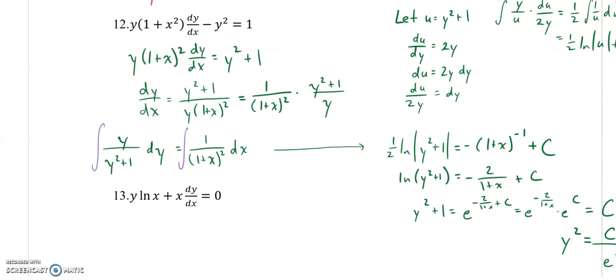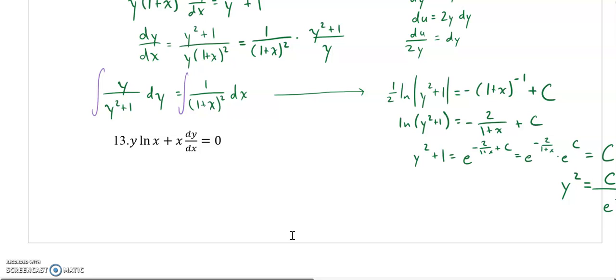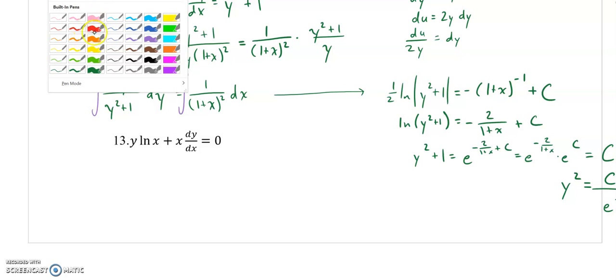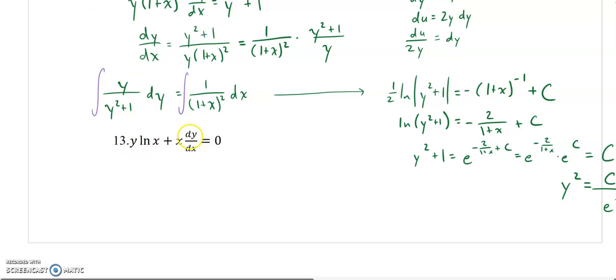All right, and finally, again, start by moving these terms that aren't being multiplied by dy dx over to the other side. We'll take this term and we'll subtract it over to the other side. So we get x times dy dx equals negative y natural log x. We can certainly divide both sides by x. And we get negative natural log of x over x times y.